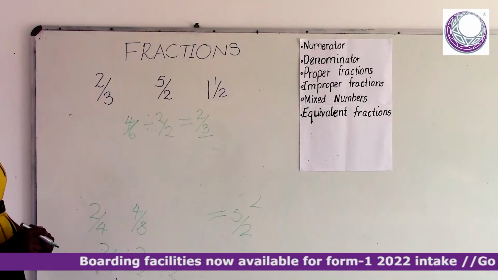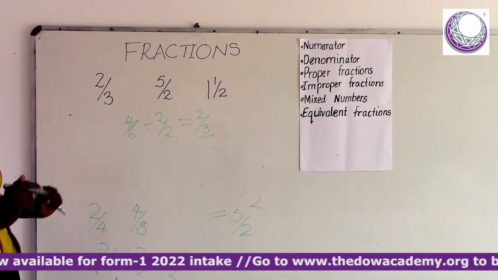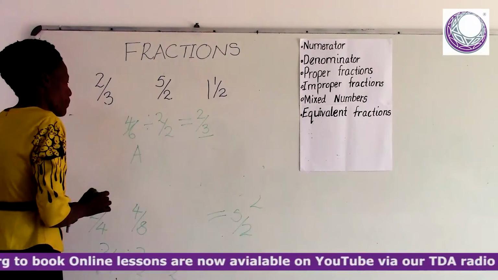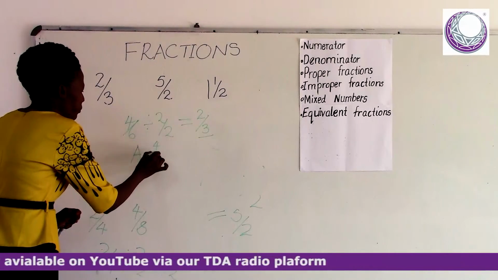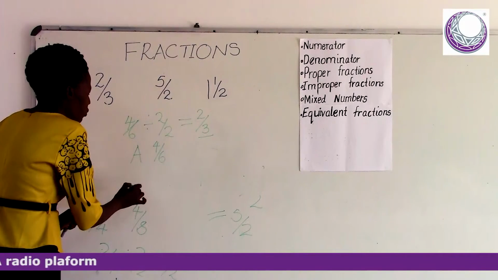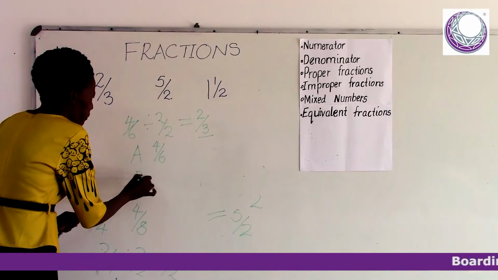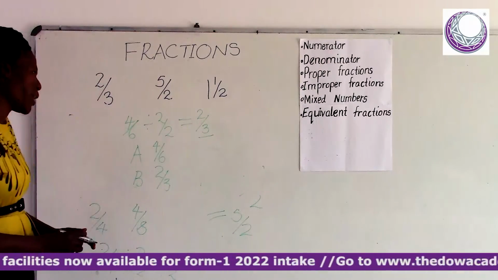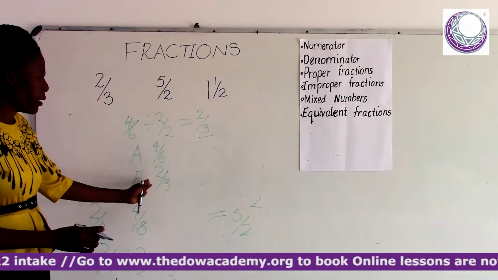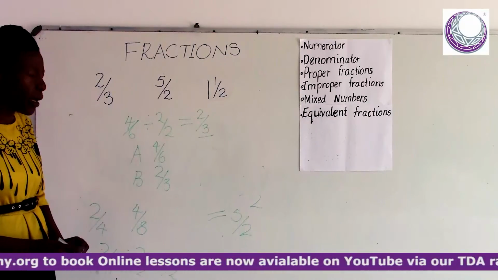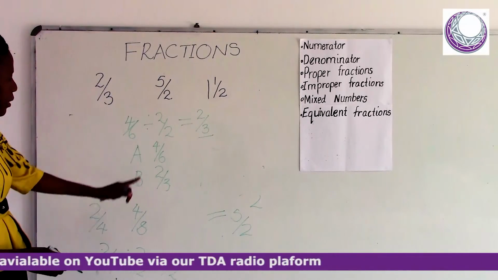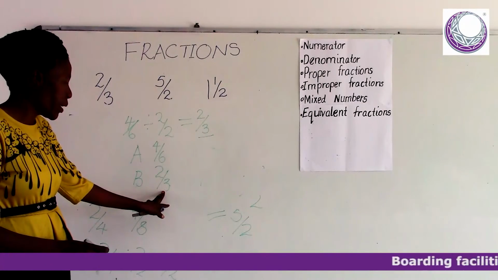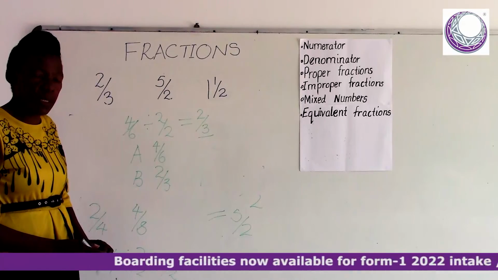As you approach your exams, you'll find that maybe in your PSLE paper, your answers will be like this. The first one has given you 4 out of 6. B has 2 out of 3. Why have they put these two together? Because these two are equivalent. The correct answer in this case is going to be B, because B has been reduced to its lowest terms.